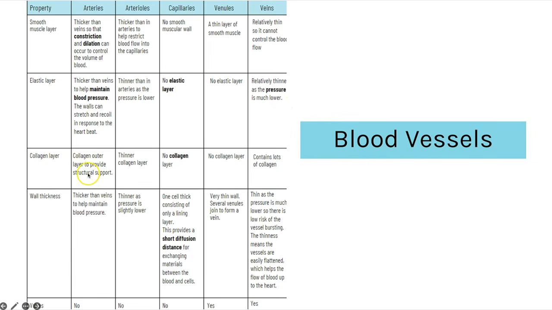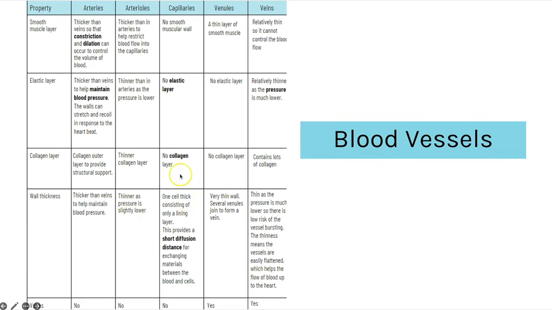Then we get to the collagen. Collagen is that outer layer to provide support, and you've got a thinner layer in the arterioles compared to the arteries, none in the capillaries, none in the venules, but you have a lot in the veins because it needs that structural support. Lastly then, if you consider all of those, you get the overall thickness of the walls. So the walls are thicker in the arteries and the veins, and that's one thing you can really notice on electron micrographs. They're thinner in the arterioles because the pressure is slightly lower.